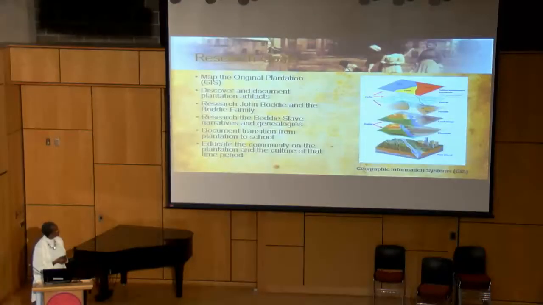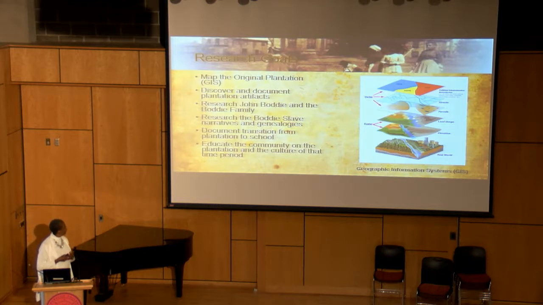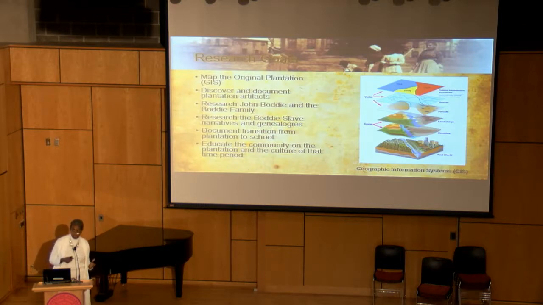So first, the goals of the research is not only to map the plantation, but to discover artifacts. We want to know where the slave quarters were. I believe the bodies are still here and that they're waiting to be found. We also have a period where we don't have a lot of information, the transition from the plantation into the college. And so we're trying to build that information. And of course, to educate the community. The ultimate goal is to educate.